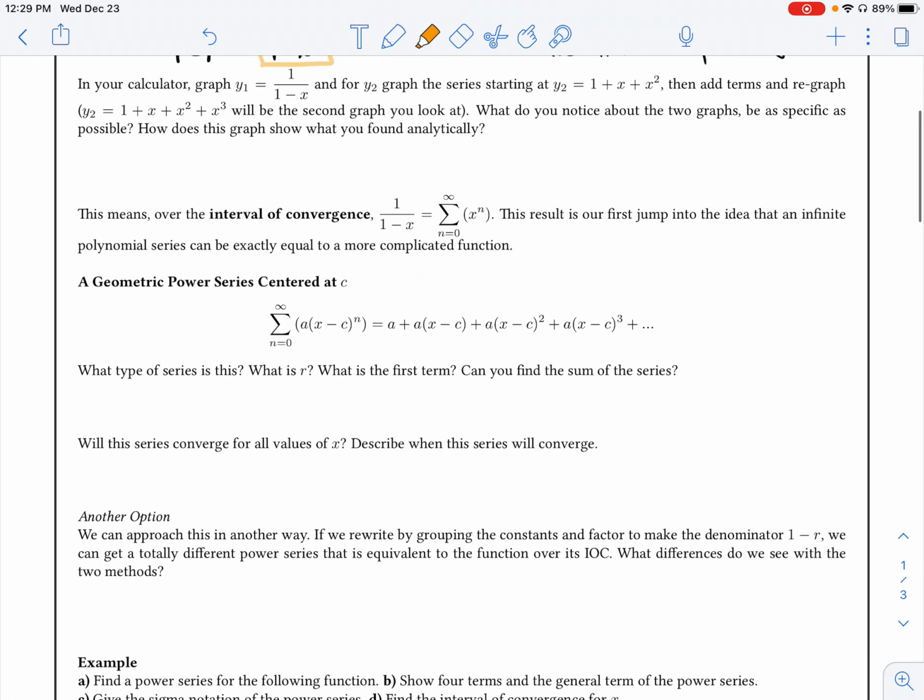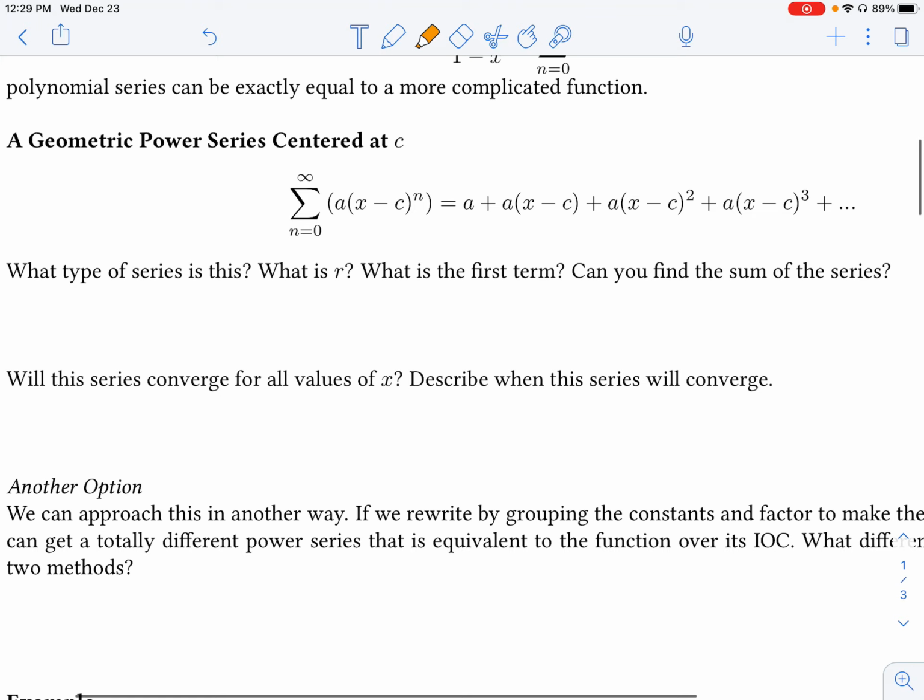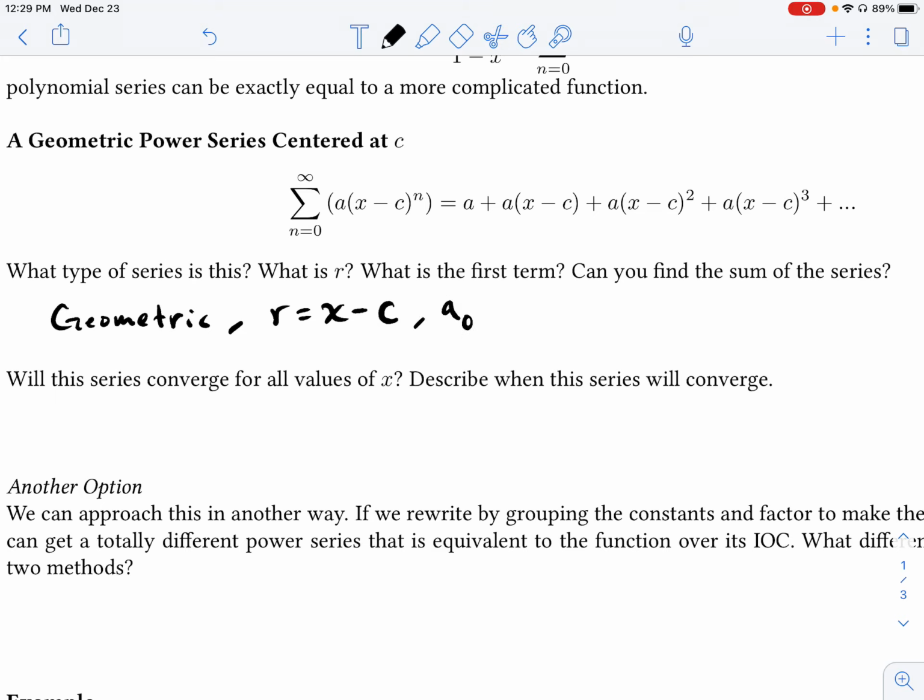So let's look at this particular geometric power series and go through a couple of quick questions. First off, what type of series is this? Well, it's clearly a geometric series. What is our r value here? Our r value, what we're multiplying by, our common ratio, is x minus c. What's our first term? We would say a sub 0, the first term in our series. It would just be equal to a.